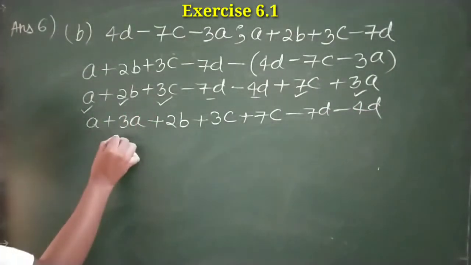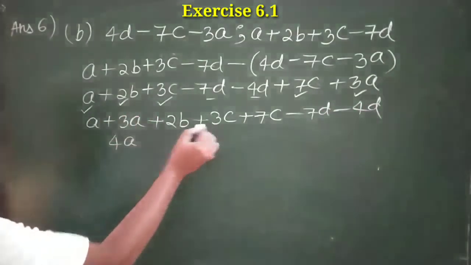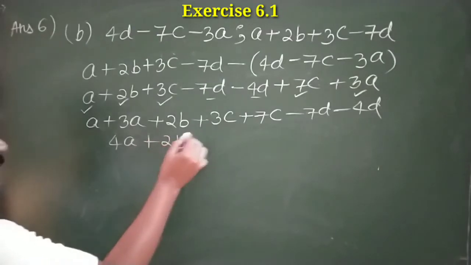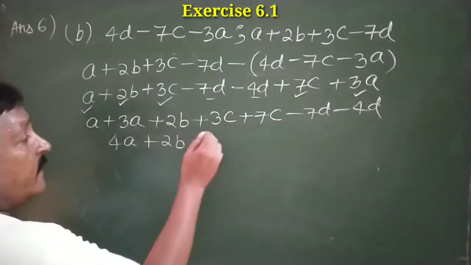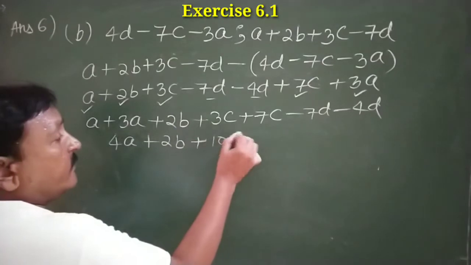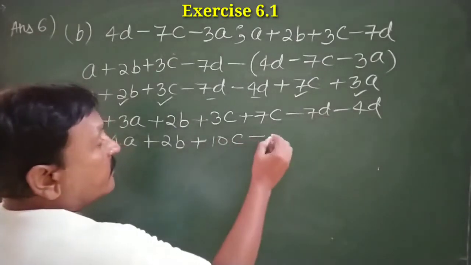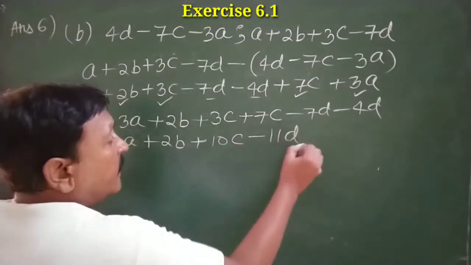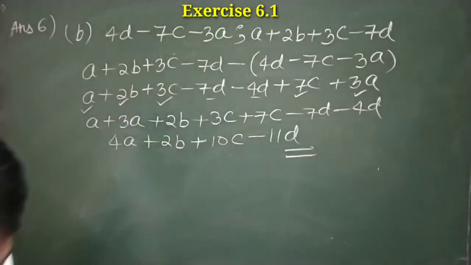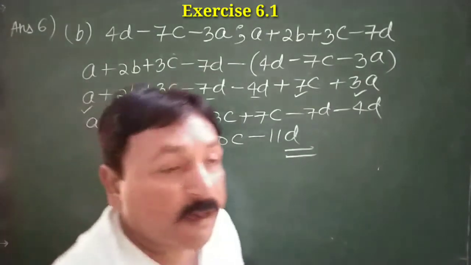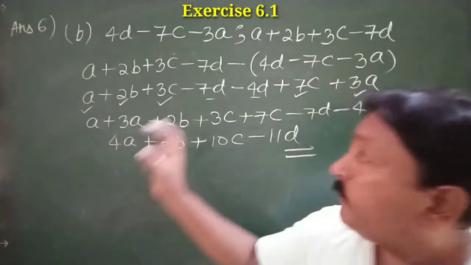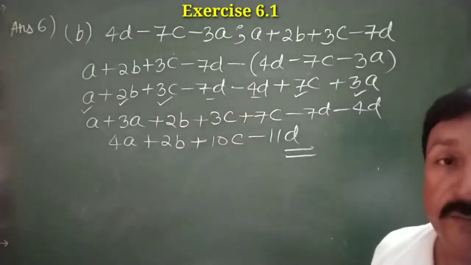3 plus 1, 4a, plus 2b, 7 plus 3, plus 10c, minus minus plus, 7 plus 4, minus 11d. This is our needed answer, okay? Hopefully you have understood this also. So you have to complete question 6 in this way, okay?